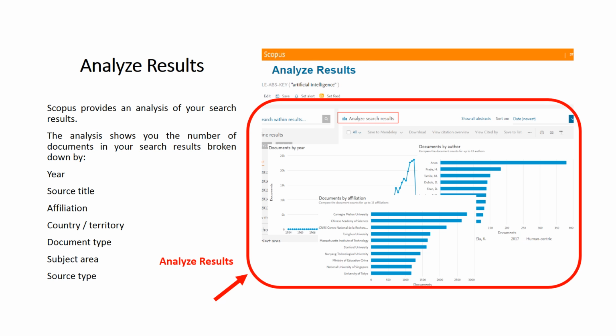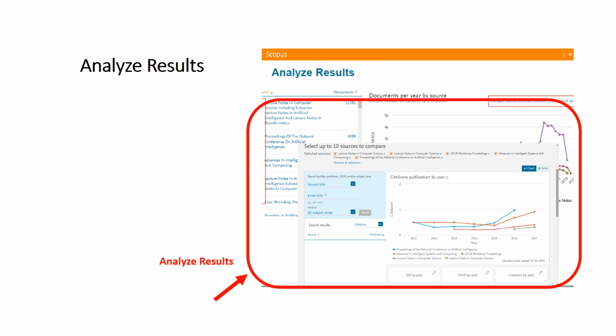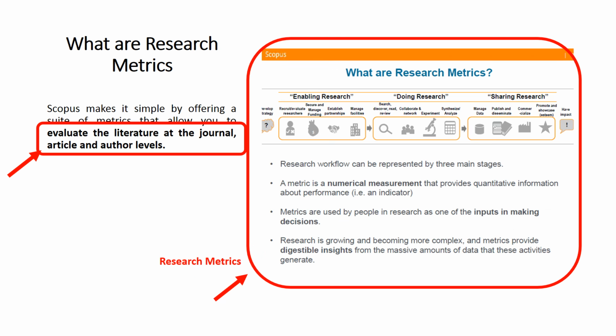Scopus provides an analysis of your search results. The analysis shows you the number of documents in your search results broken down by year, source title, affiliation, country or territory, document type, subject area, and source type. This is an example of analyzed results, documents per year by source.